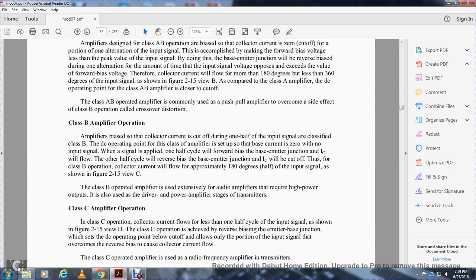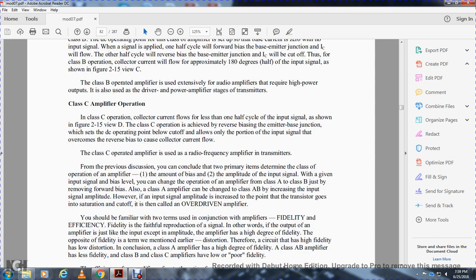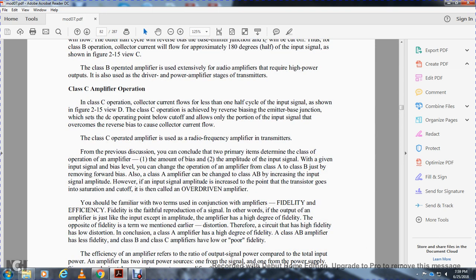Class B amplifiers are used extensively in amplifiers that require high power output, for the driver and power amplifier stages of transmitters. Class C amplifier operation. In Class C operation, current flows for less than half of the cycle of the input signal, shown in figure 215, view D. Class C operation is achieved by reverse biasing the emitter-base junction, which sets the DC operating point below cutoff, allowing only the portion of the input signal that overcomes the reverse bias to produce collector current flow. Class C amplifiers are used as radio frequency amplifiers in transmitters.